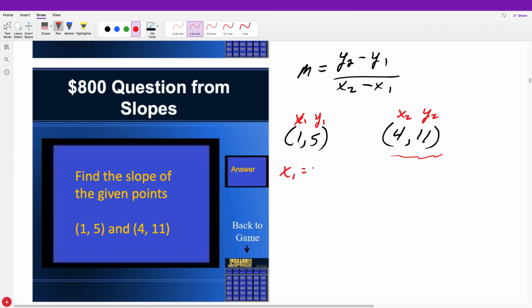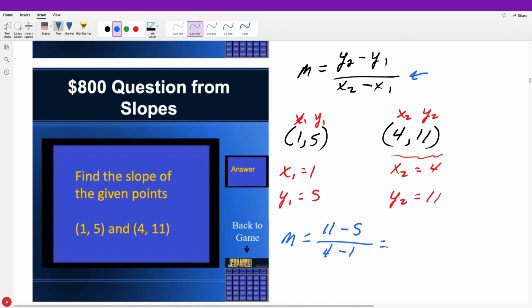So my x1 is equal to 1, my y1 is equal to 5, my x2 is equal to 4, and my y2 is equal to 11. And now I can just go ahead and plug it into this formula that my slope is equal to y2 minus y1, so 11 minus 5, over x2 minus x1, which is 4 minus 1. So this is now equal to 6 over 3, or 2. So my slope is equal to 2.